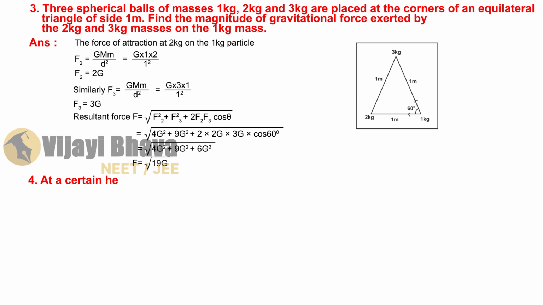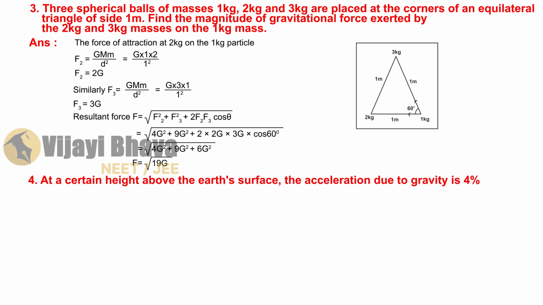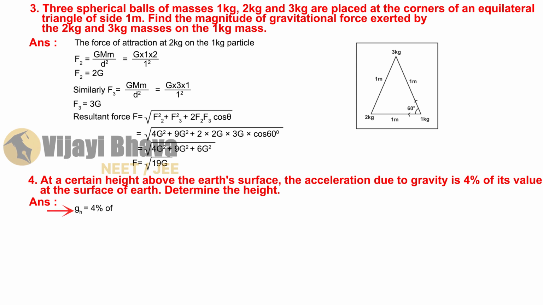Moving on to the next numerical in this series. At a certain height above the Earth's surface, the acceleration due to gravity is 4% of its value at the surface of the Earth. Determine the height. The solution: let the acceleration due to gravity at a height be gh, which is equal to 4% of the acceleration due to gravity on Earth. gh is equal to 4 by 100 into g, and the radius of the earth is taken as 6400 kilometer.